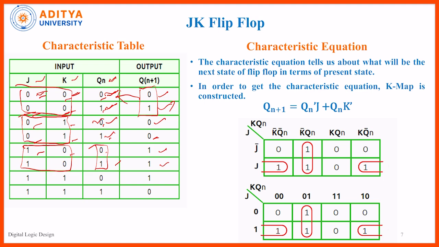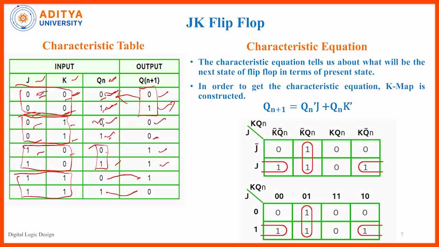And for the 1 1 condition, that is just like the toggling condition: if 0 is there, we get 1, and if 1 is there, we get 0. That means simply quite the opposite. If q is there, q bar is there. Likewise, if 0 is there, 1 is there, and vice versa.